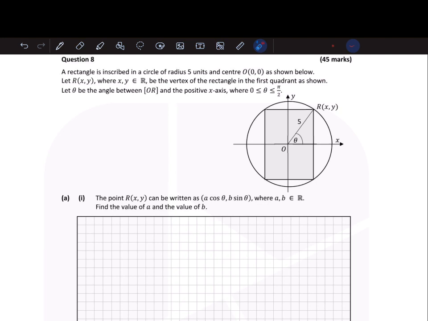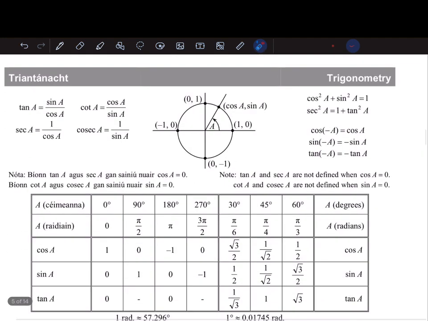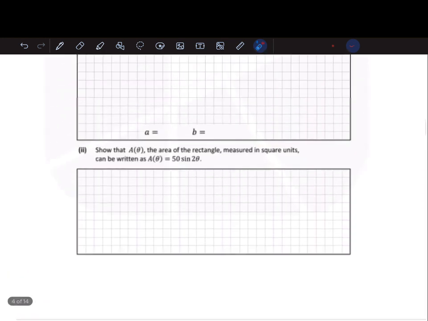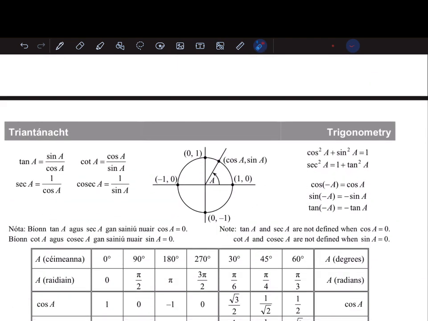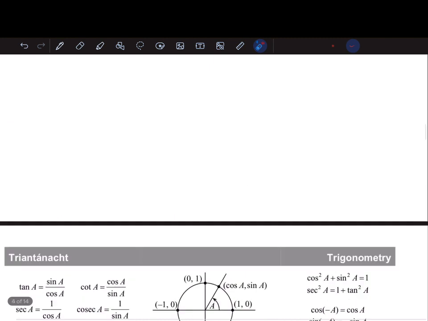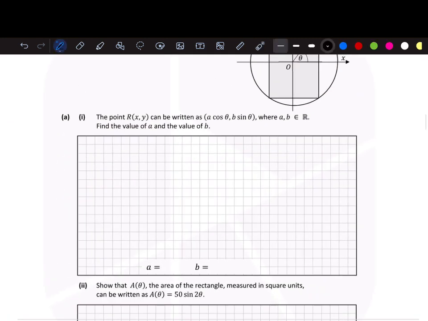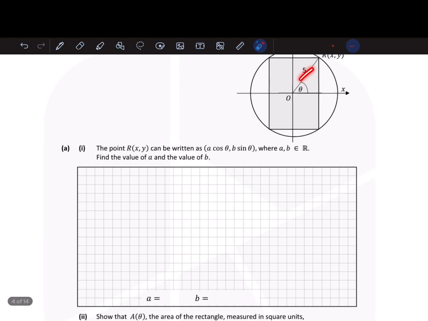So, first thing we have to know, if you look at your tables, any point on a circle can be written as the cosine of this angle right here, sine of this angle right here, where the cosine is going to be your x coordinate and your sine is going to be your y coordinate. Keeping that in mind, the only thing this doesn't tell you is that because this circle has a radius of 1, these are both multiplied by 1. So this is 1 cos A, 1 sin A. Whatever this radius is, that's what we multiply it by. So in this case, what we have, if you can see here, is a radius of 5.